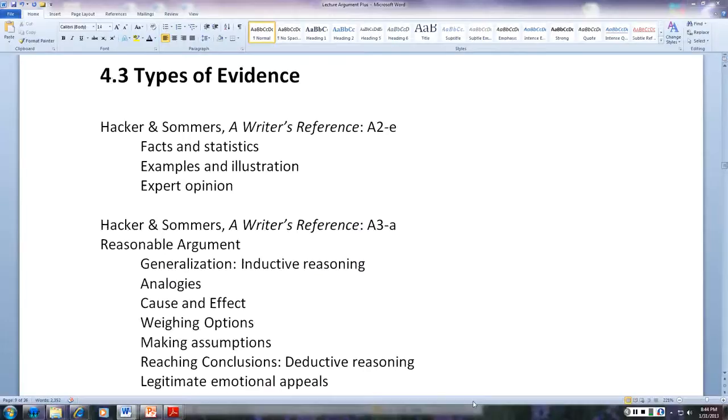So we use particular types of evidence. You can look at these sections in the textbook, A2 and A3, to tell you what is considered to be legitimate evidence and further discussion, and also what is considered to be reasonable argument, what kinds of information we use to create an argument. And particularly, an argument that is reasonable and one that will be received by our audience and listened to, because that is always our goal.